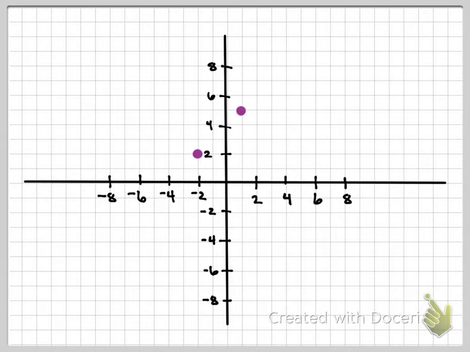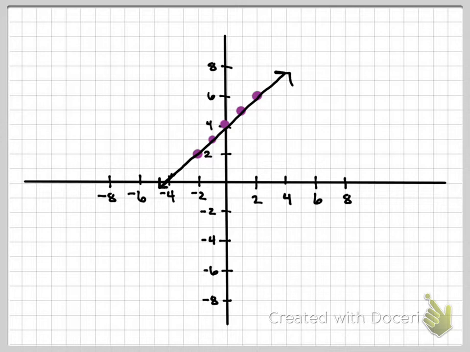Okay, so we go negative 1 up 3, whoops, 0 up 4, 1 up 5, 2 up 6. Draw a line straight through with arrows on each end, and I've now graphed my function.